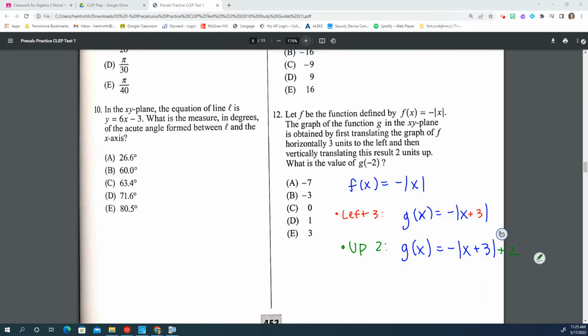So here's G. What's G of -2? Evaluate this one, x is -2. The absolute value of 1 is 1. The negative's outside, times -1, plus 2, gives 1. D.